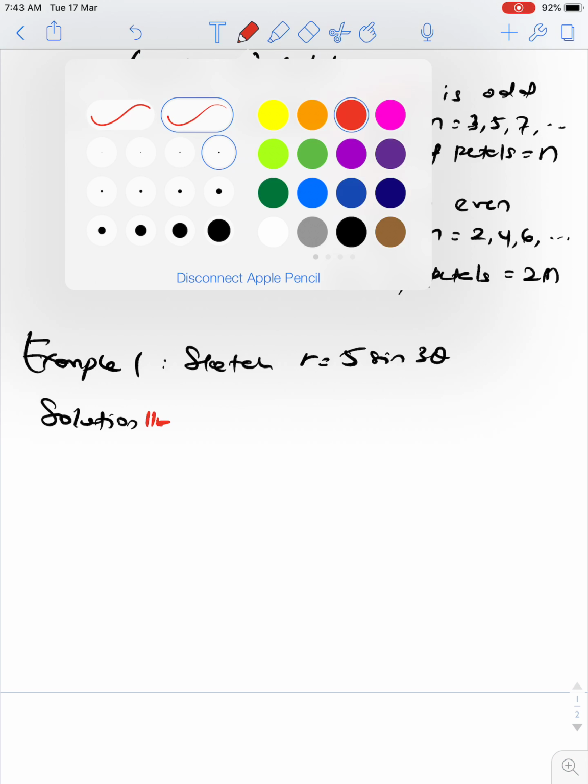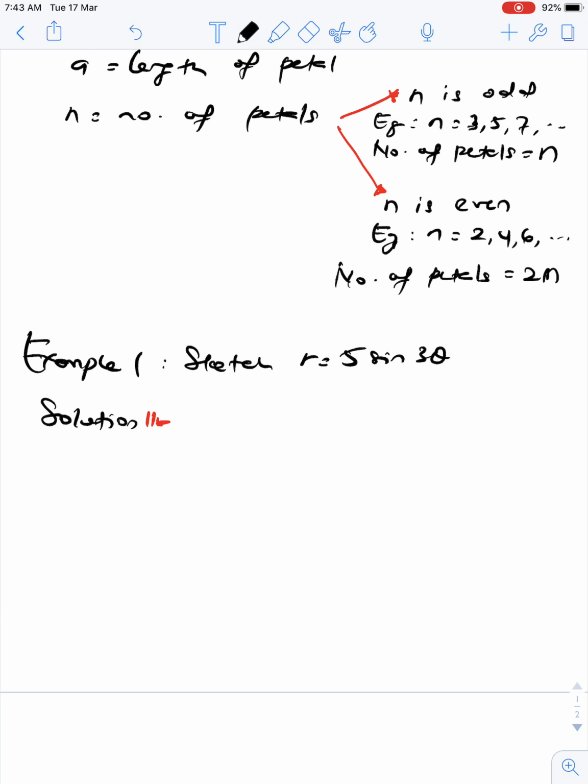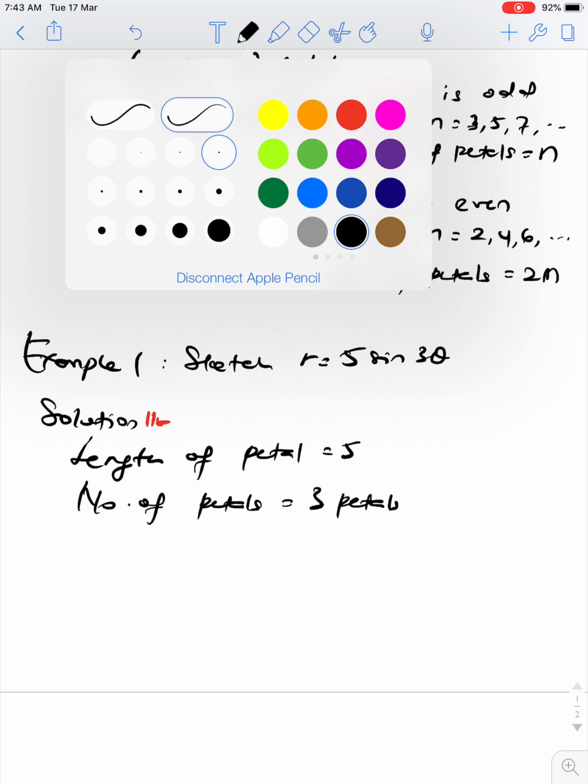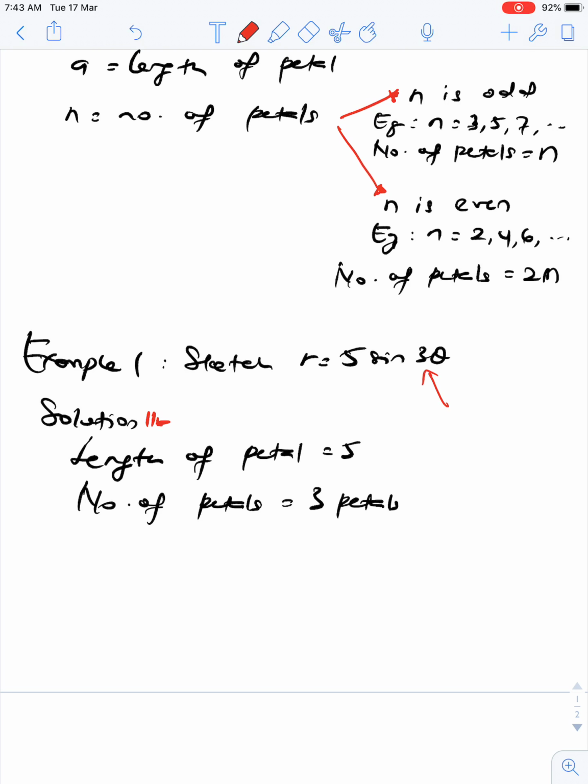Now, what is the length of the petal? Since we have r equals 5 sine 3 theta, of course the length of the petal should be 5. And then the number of petals equals 3, because here we have n equals 3. So n is odd, so 3 petals.